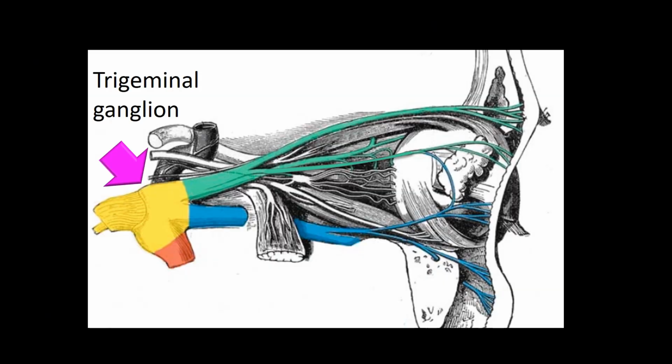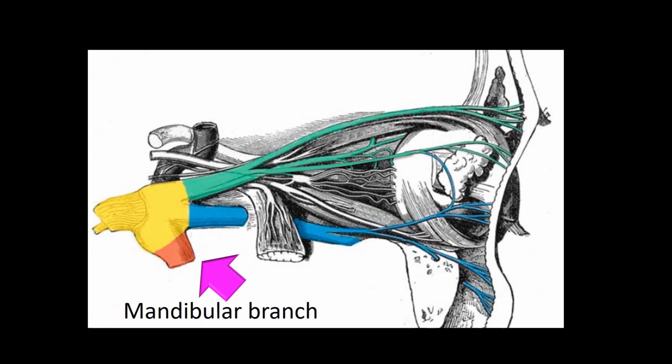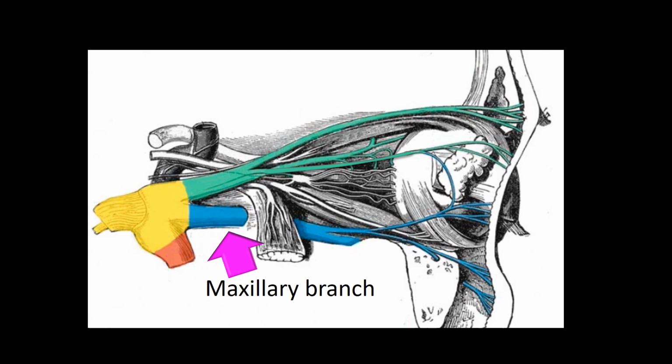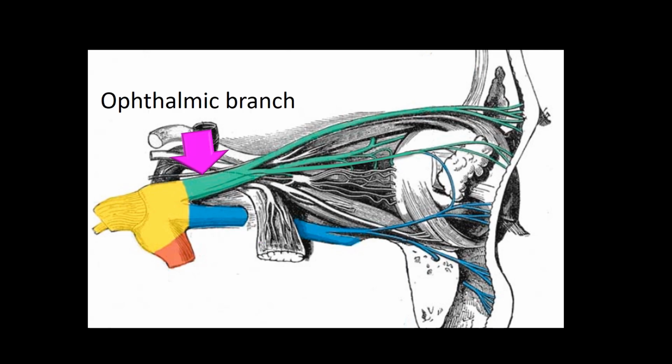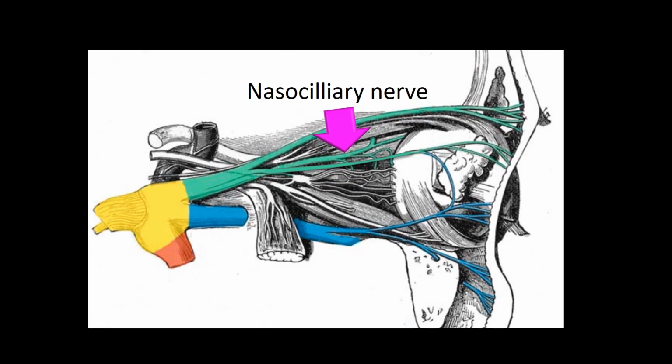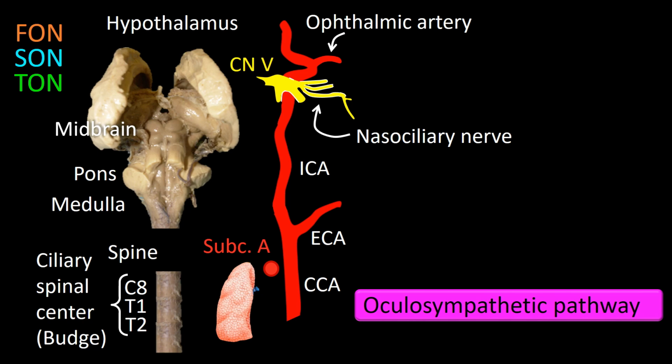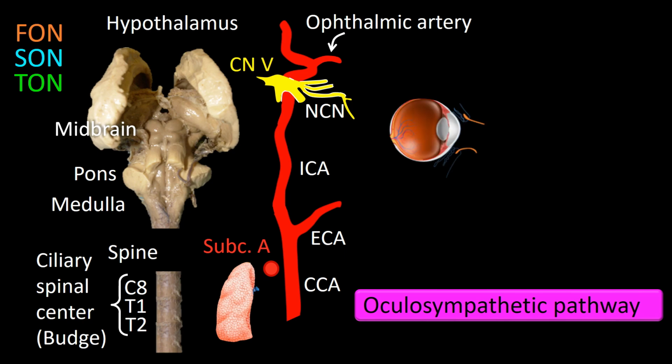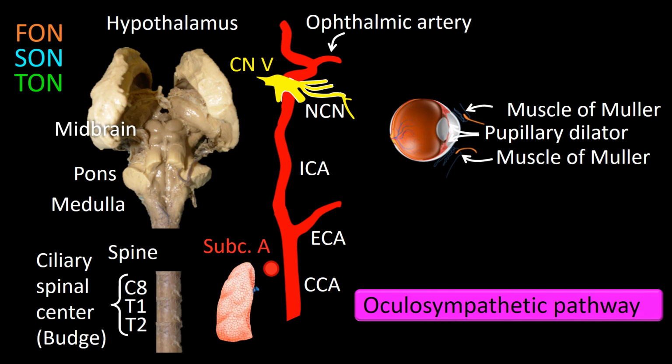You can see here the trigeminal ganglion, the mandibular branch or third division, the maxillary branch or second division, and the ophthalmic branch or first division. The frontal nerve, the lacrimal nerve, and the nasociliary nerve are clearly represented in this drawing. I hope this funny structure is now clear to you. I will use the label NCN for nasociliary nerve. I am now introducing the eyeball with the eyelids, the pupillary dilator, and the tarsal muscles of Mueller.